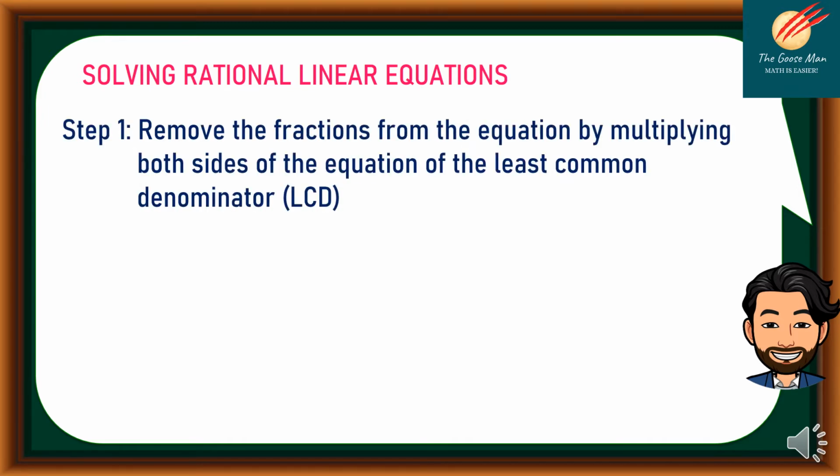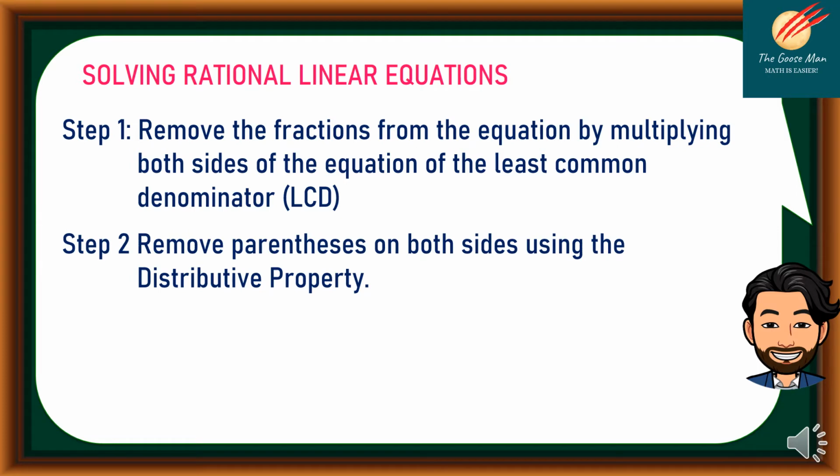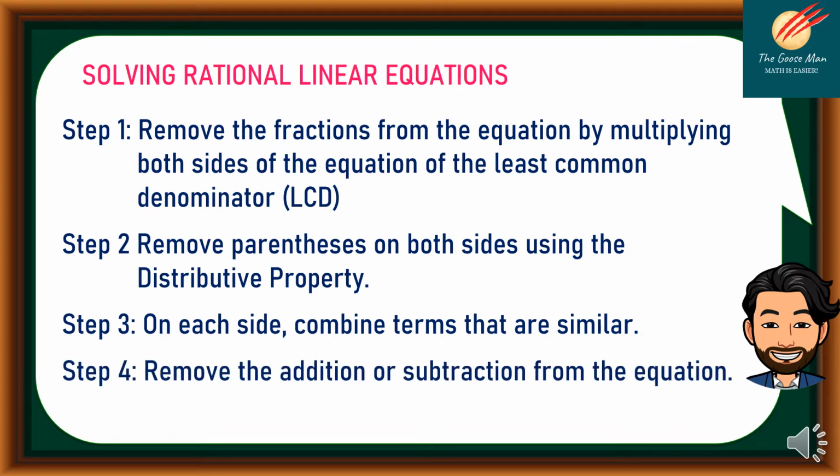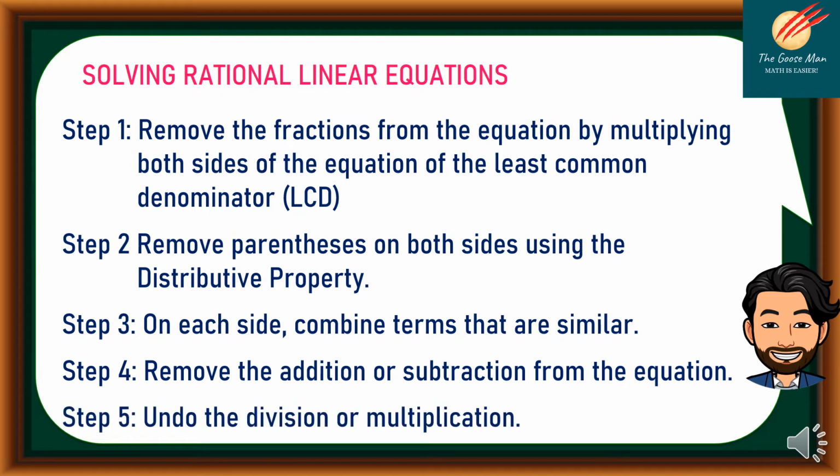Step number 1, remove the fractions from the equation by multiplying both sides of the equation by the least common denominator or LCD. Step number 2, remove parentheses on both sides using distributive property. Number 3 is on each side, combine terms that are similar. Step number 4, remove the addition or subtraction from the equation. Step number 5 is undo the division or multiplication.